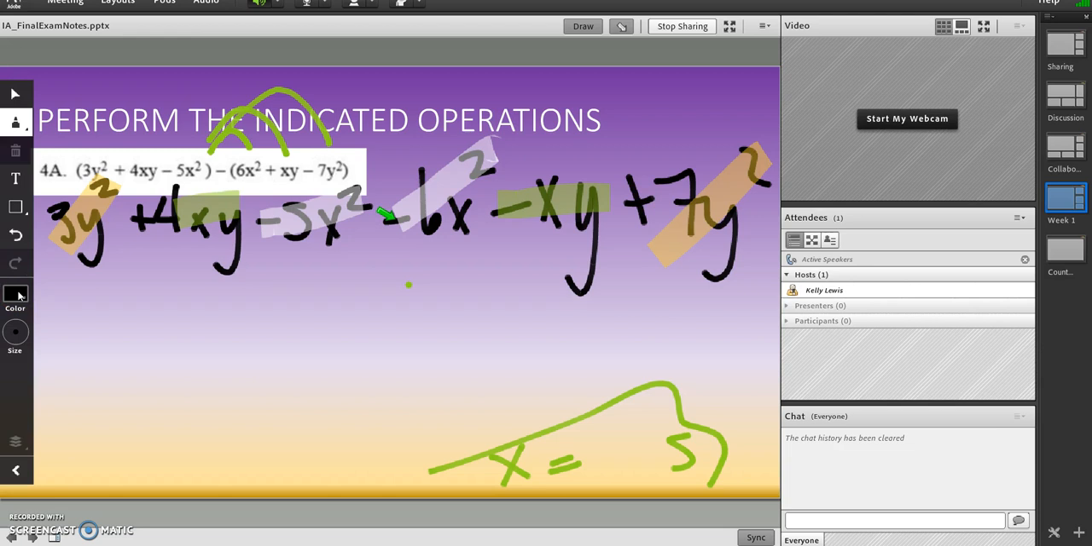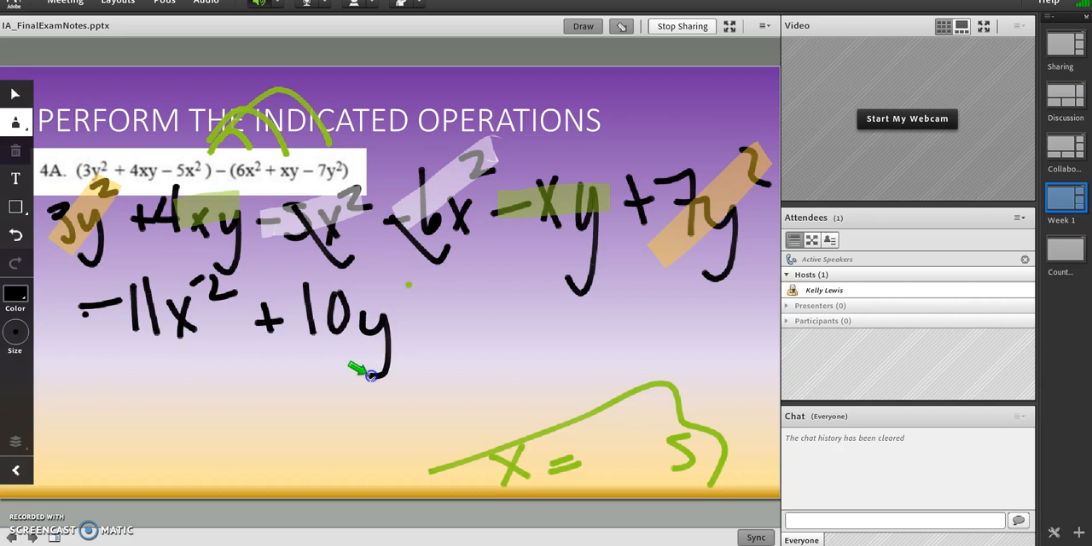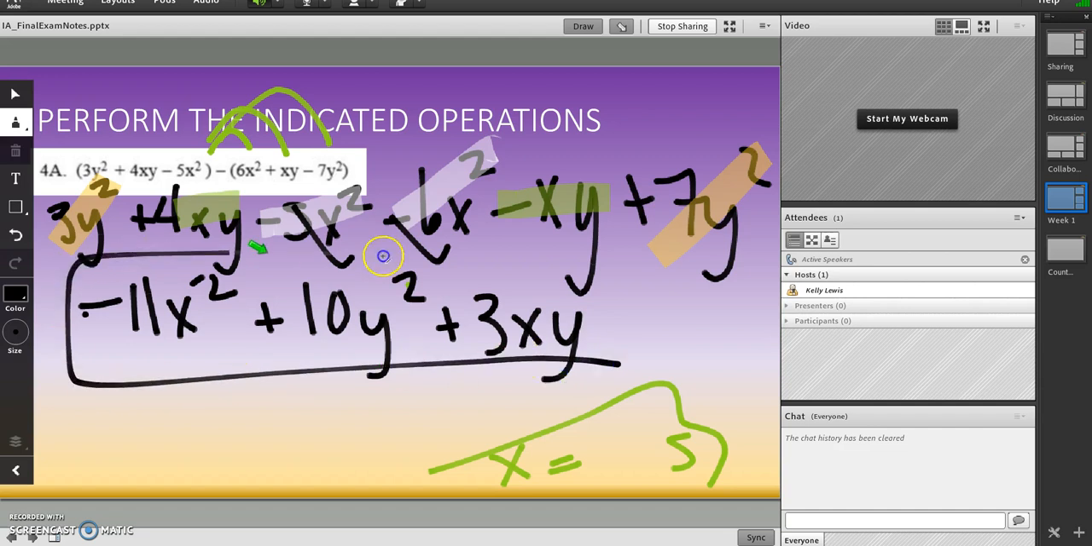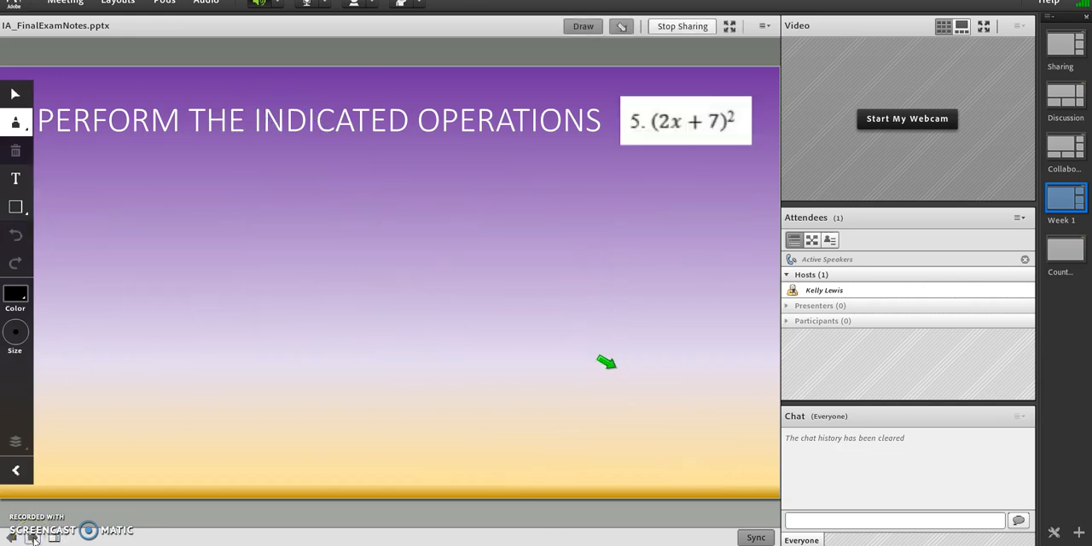All right, so negative 5 and negative 6 is negative 11. And then, so we did those guys. And then we have 3 and 7 is 10. Then we have a 4 and a negative 1, so it's a 3xy. And we just combine like terms. All right, now that we finished that problem, let's do the next one.